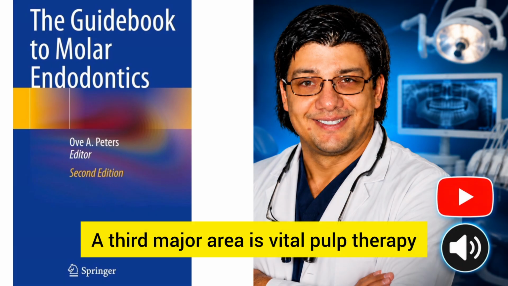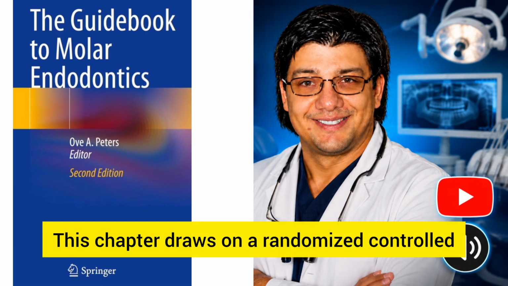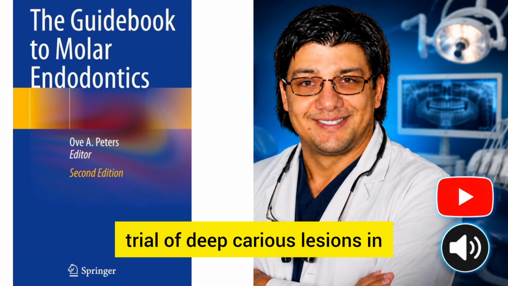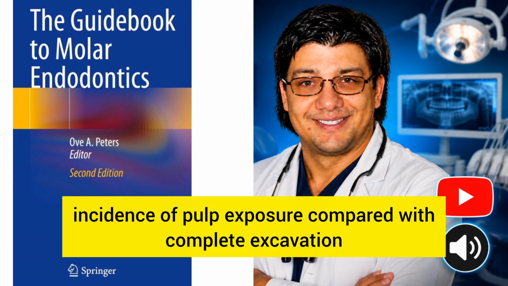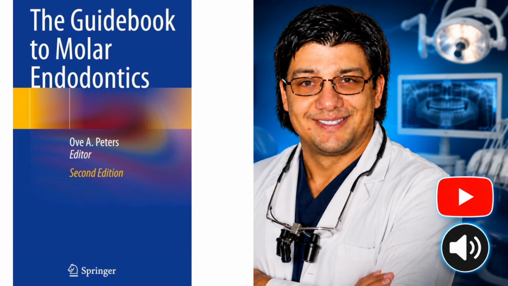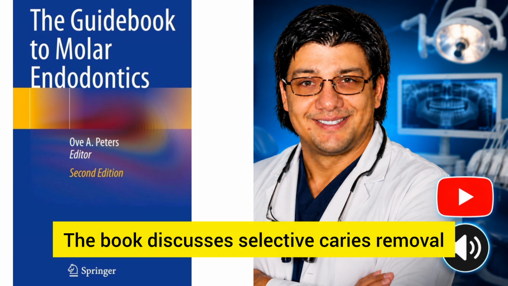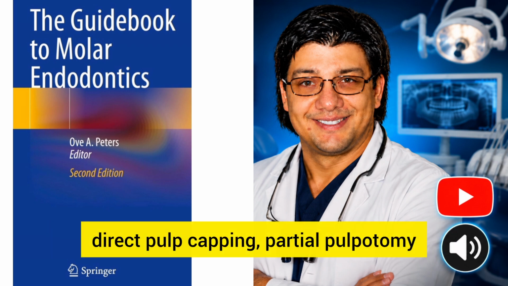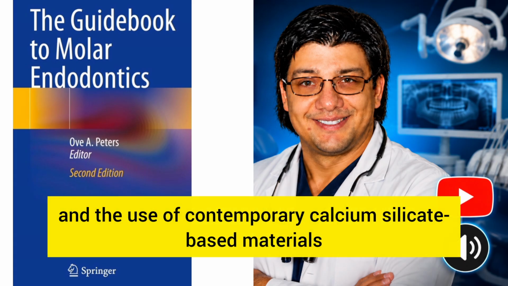A third major area is vital pulp therapy. This chapter draws on a randomized controlled trial of deep carious lesions in which stepwise caries removal reduced the incidence of pulp exposure compared with complete excavation, while long-term follow-up demonstrated that the prognosis is not universally favorable. The book discusses selective caries removal, direct pulp capping, partial pulpotomy, and full pulpotomy, with strict attention to asepsis and the use of contemporary calcium silicate-based materials.